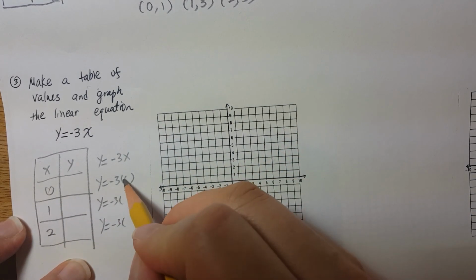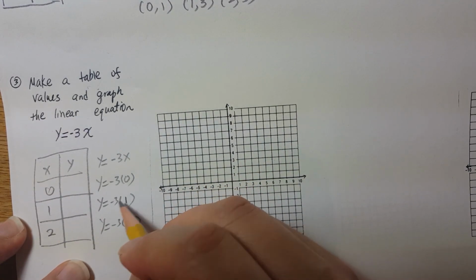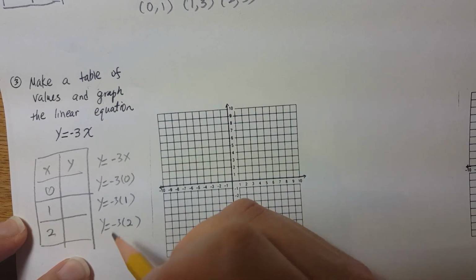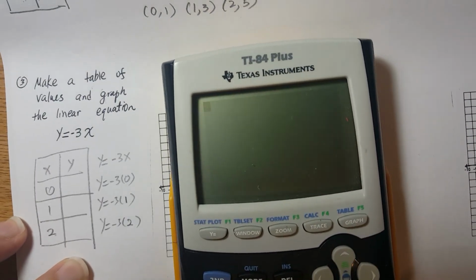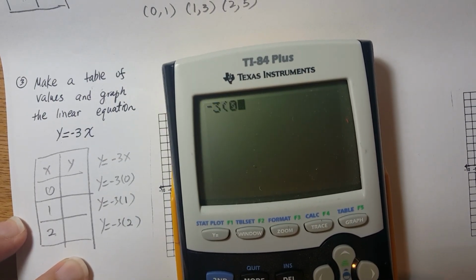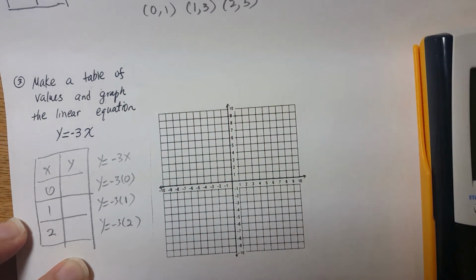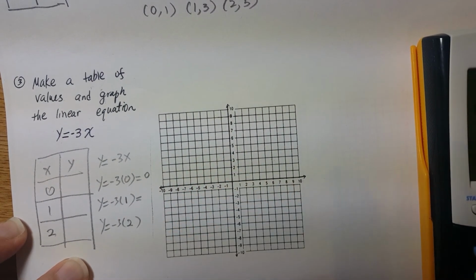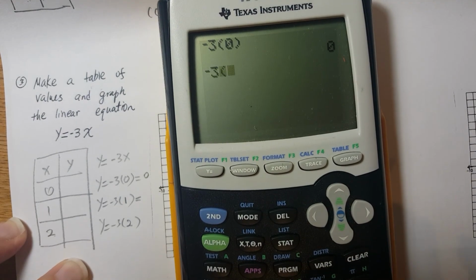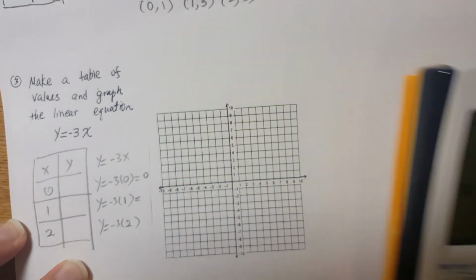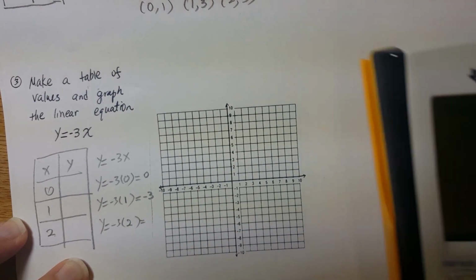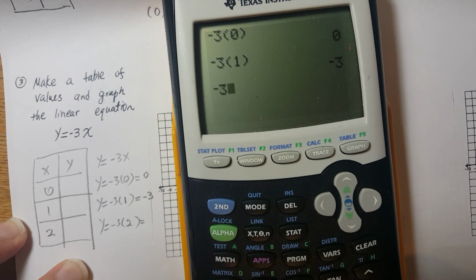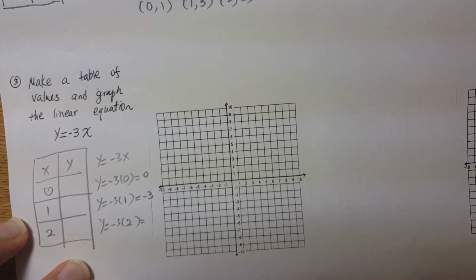We're going to substitute the 0, the first number, substitute 1, substitute 2. Next I'm going to type all this into my calculator, and now I will get my numbers. Okay, it's clear. Negative 3 times 0 gives you 0. Second, negative 3 times 1 is negative 3. And then the next one is negative 3 times 2, which is negative 6.